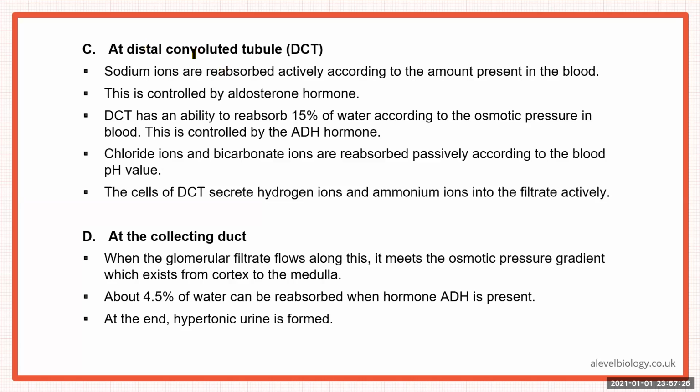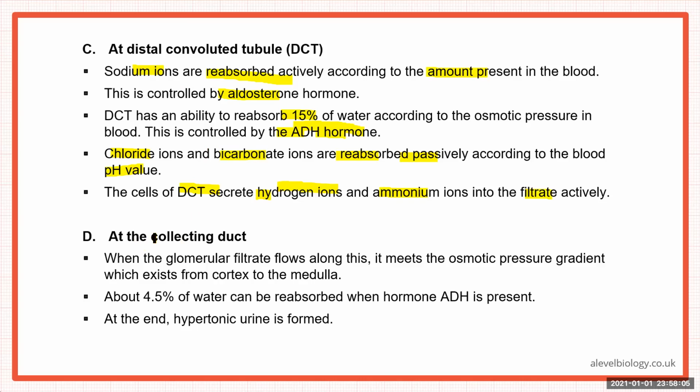Okay, so what is happening at the distal convoluted tubule? Sodium ions are reabsorbed actively according to the amount that is present in the blood. Here at the DCT, this is controlled by the hormone aldosterone, right? The DCT has an ability to absorb around 15% of the water, right? And this is controlled by antidiuretic hormone, which we are going to discuss in a while as we discuss osmoregulation. Then chloride ions and bicarbonate ions are also reabsorbed passively according to the blood pH value. And the cells of the DCT actively secrete hydrogen ions and ammonium ions into the filtrate, right? So this is the function of the distal convoluted tubule.